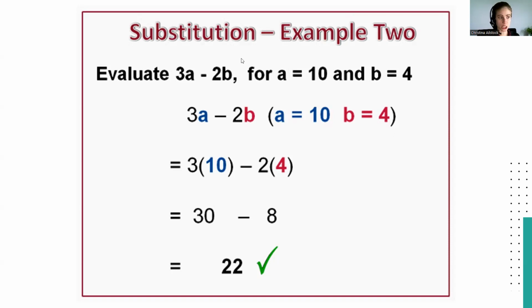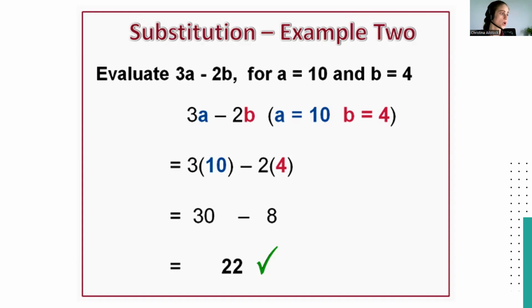So in this example here, we're being told to evaluate 3a minus 2b for a equals 10 and b equals 4. So in this problem, anytime we see the variable a, we substitute, we replace that with a 10. And then anytime we see a b, it's replaced with a 4. And then once you've done that, you just follow order of operations and get the answer of 22.